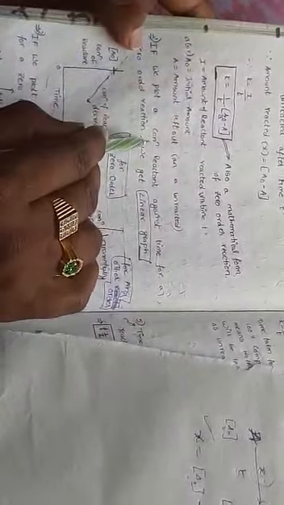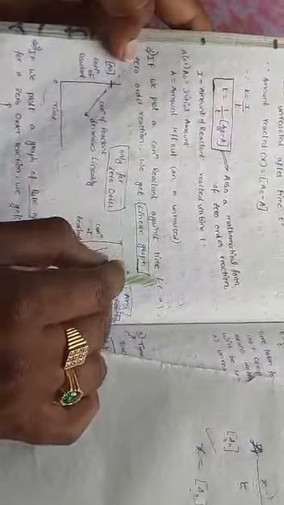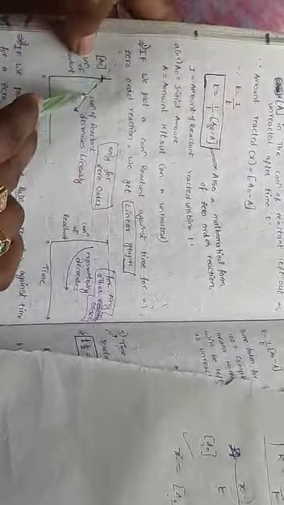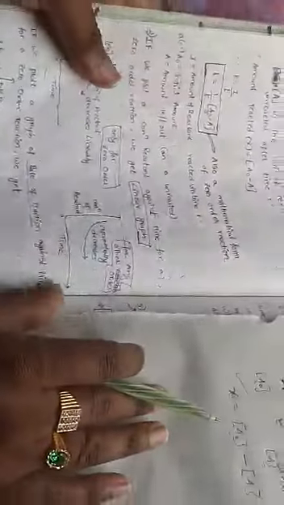Now, if we plot the concentration of reactant against time for a zero order reaction, we get a graph like this. This is the initial concentration of reactant and time. It gives a straight line, a linear graph. With increasing time, the concentration of reactant linearly decreases.